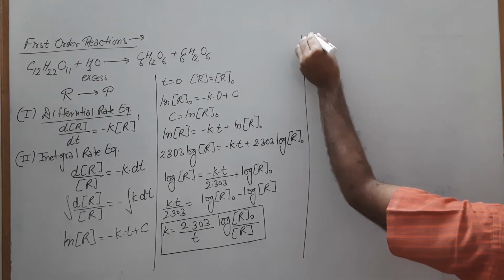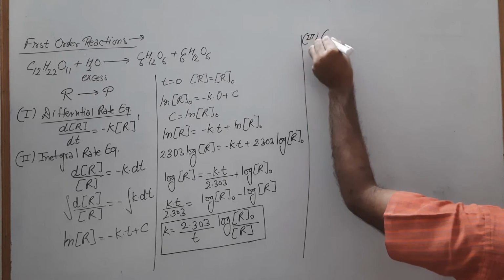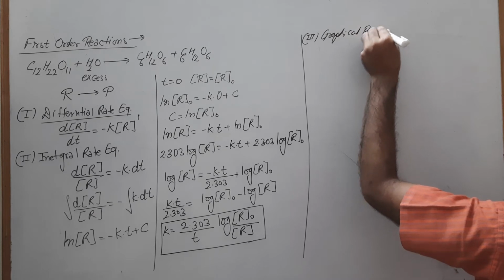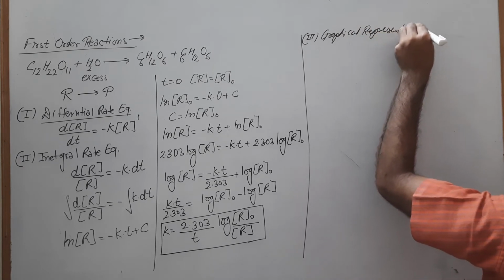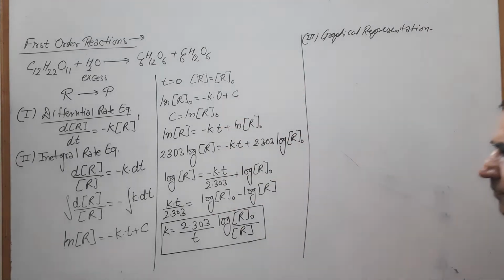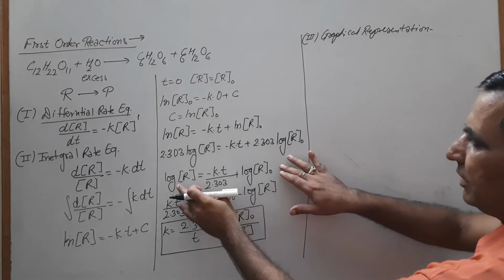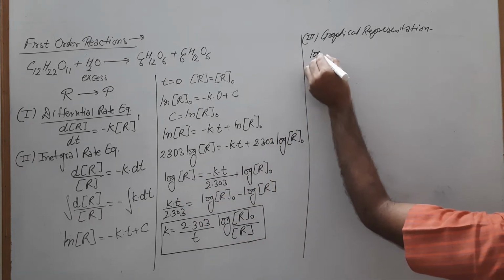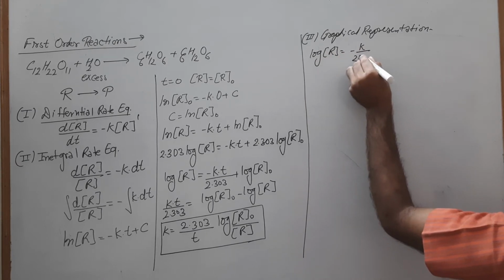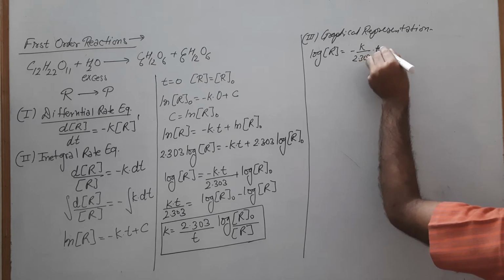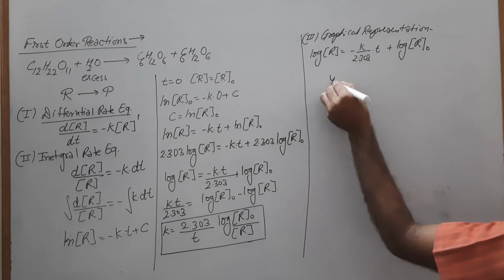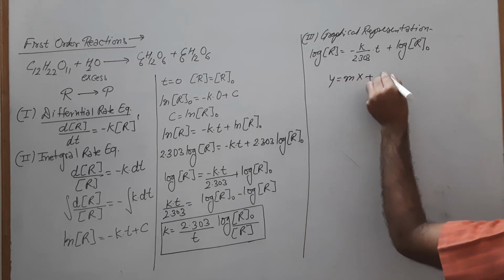Now our third step is graphical representation. How do we graphically represent this equation? Now look at this equation: log R equals minus k by 2.303 into t plus log R0. Compare this equation with a straight line equation, that is y equals mx plus c.